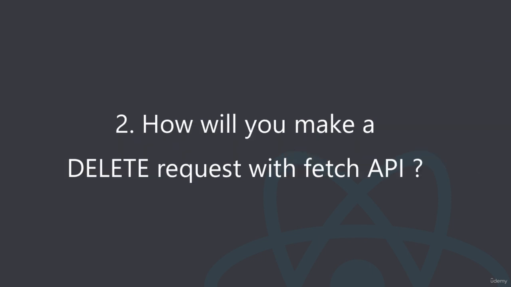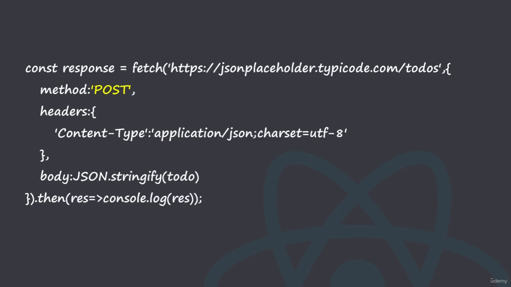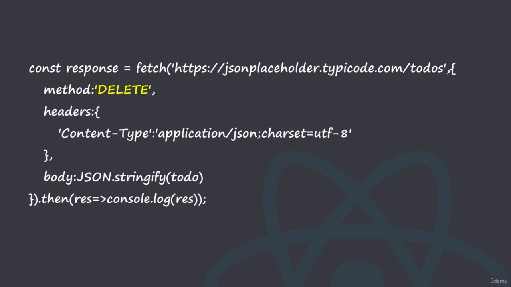The second question is, how will you make a delete request with fetch API? Well, very simple. Here in this example, you see that the post request is made. Instead of post, what you have to do is you just have to say delete, and that will be a delete request.